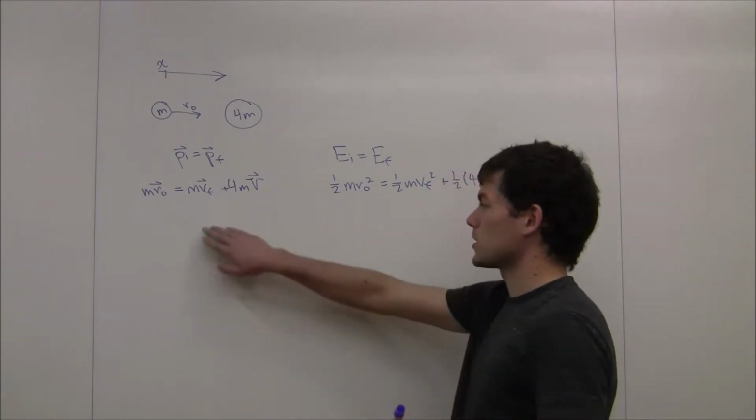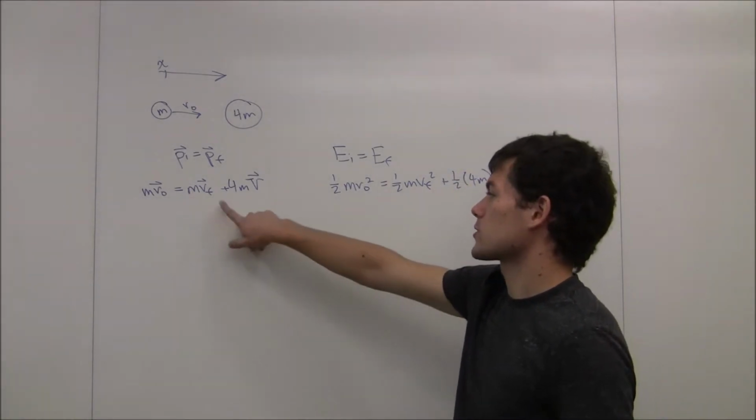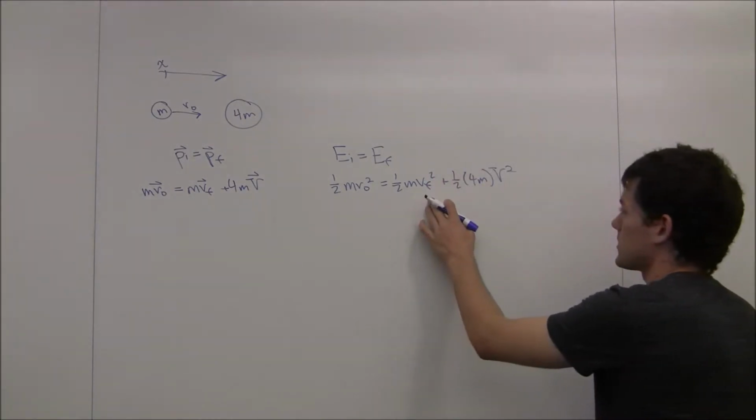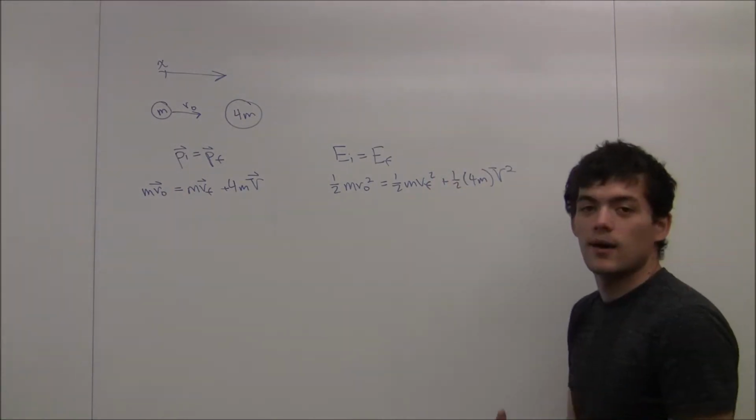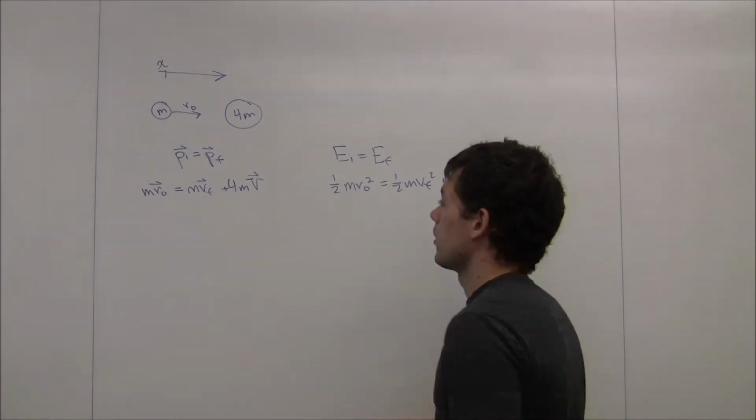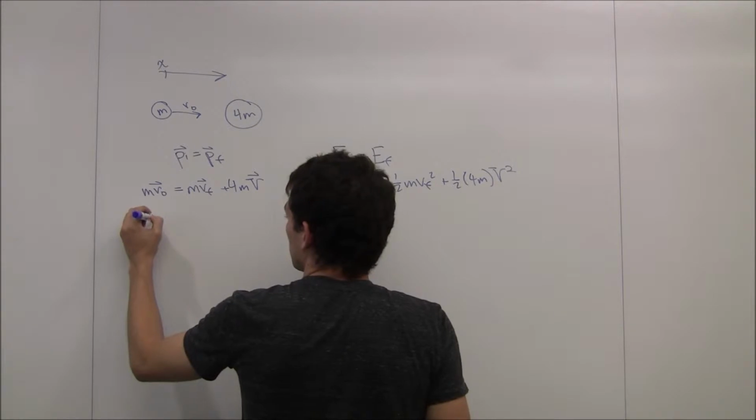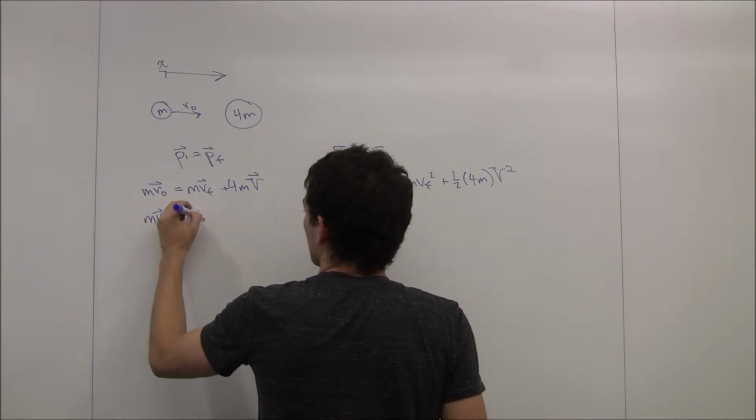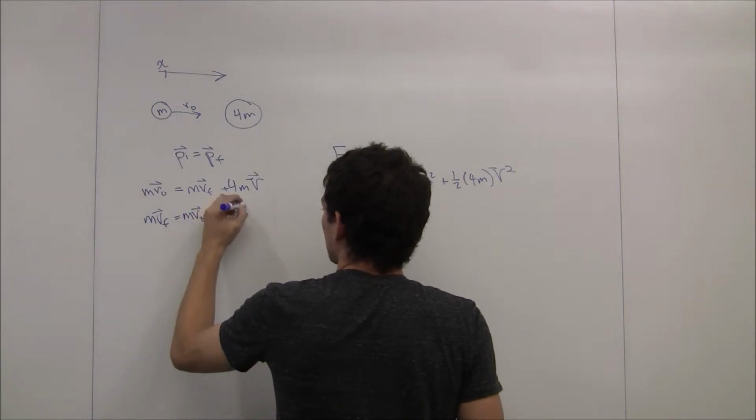So now what we're going to do is use this equation to find an expression for V final in terms of V0 and big V. We're going to plug that into here, and we're going to solve for big V, and we're going to use that to then find both of our final answers. So manipulating this around, we get m times V final is equal to m times V0 minus 4m times big V.